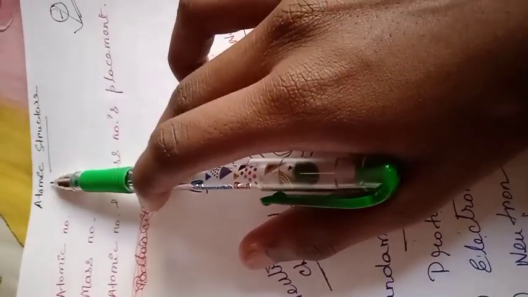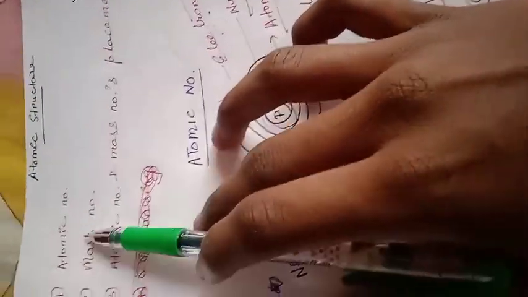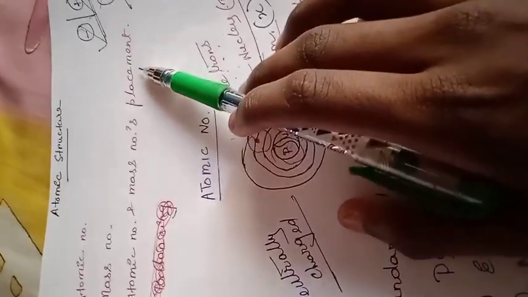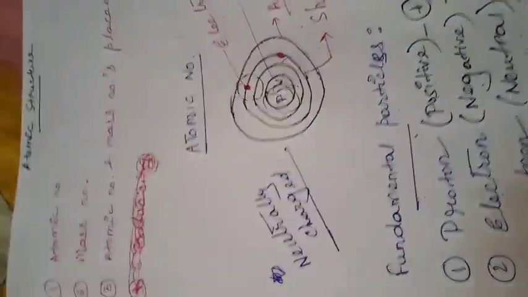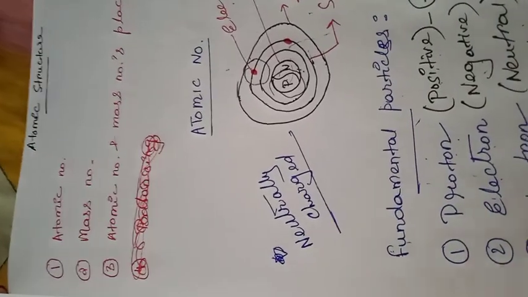Today I've come with a new video on atomic structure, and we are going to cover three topics today: atomic structure, mass number, and the placement of atomic and mass numbers. After that, if we have time, if I see that these three topics are covered in very less time, then at last we are going to do balancing.